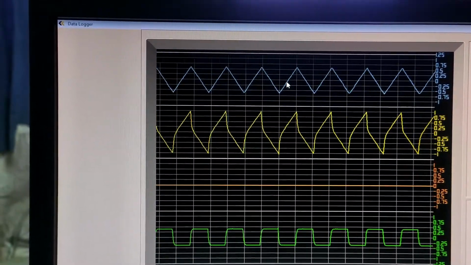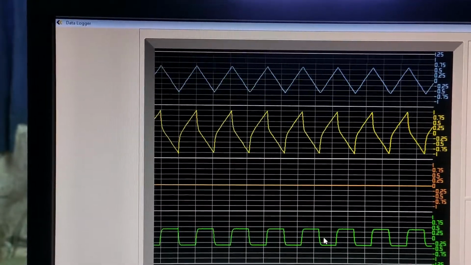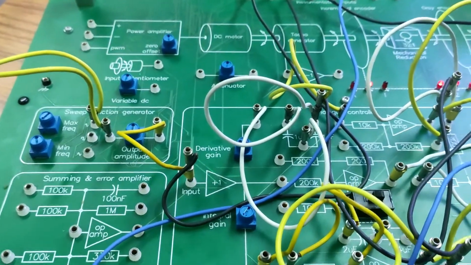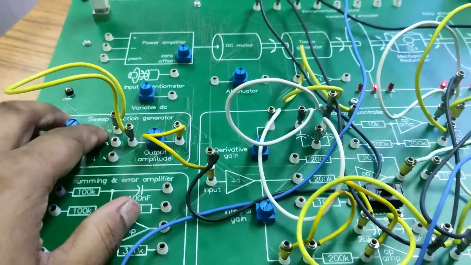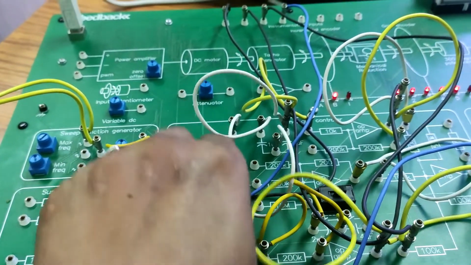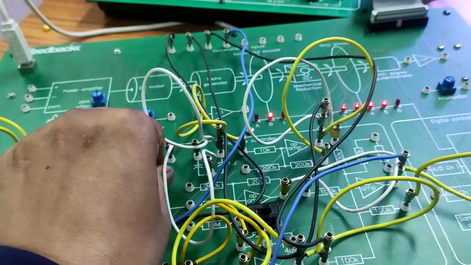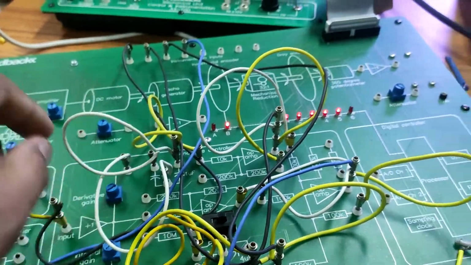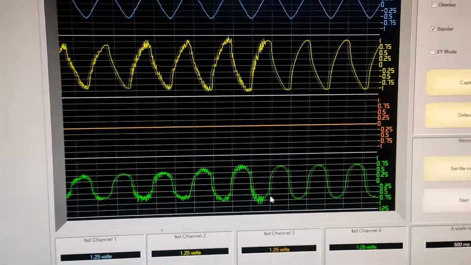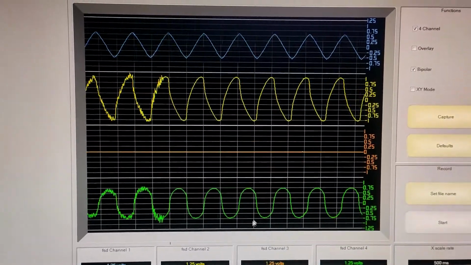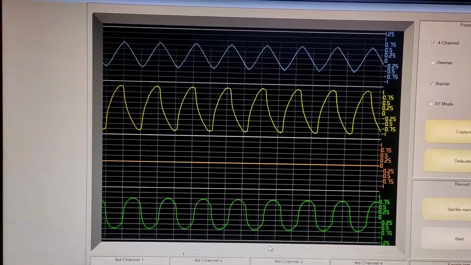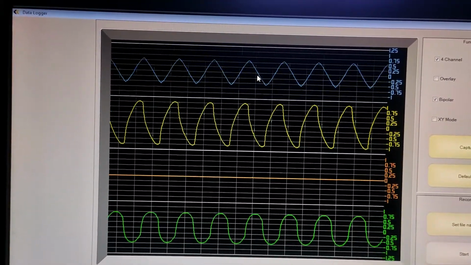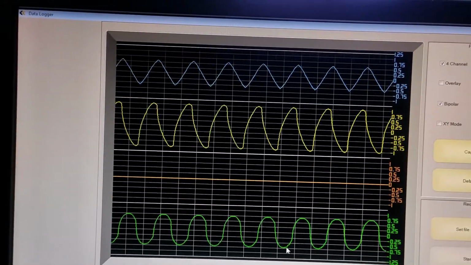So if you give an input of a triangular wave and use a derivative controller, then it will convert to a square wave. Now I am giving this sine wave, through the derivative controller, with a particular gain here. So let's check. The derivative of a sine wave is a cosine wave. This is the sine wave, and this is its derivative signal, the cosine wave.